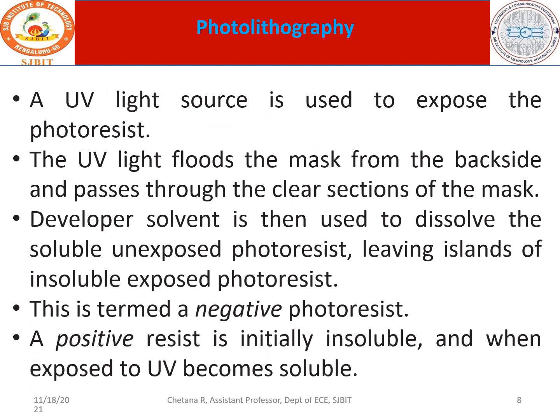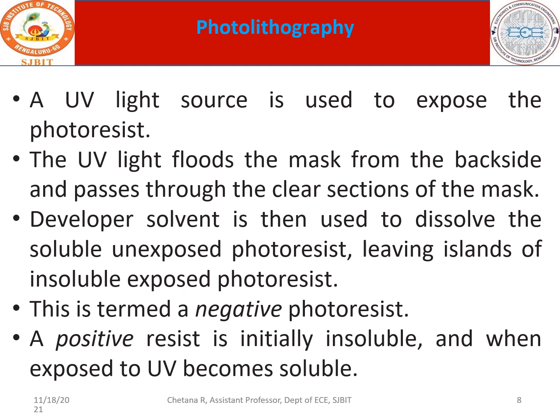In continuation with photolithography, you have a UV light source. The entire wafer, once exposed, will have the oxide. After the oxide, you have the photoresist layer, and this is exposed to UV rays. What are the ultraviolet rays doing? The UV light floods the mask from the backside and passes through the clear sections of the mask. Yes, this also has a mask layer. Only where the mask layer is open is there permission for the UV rays to fall on the bottom layer, which is your wafer.